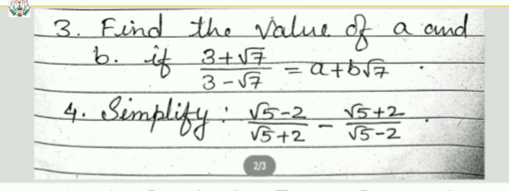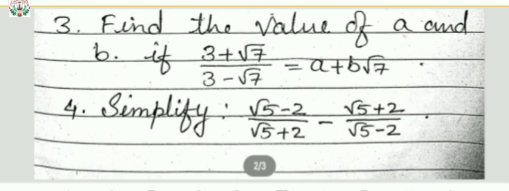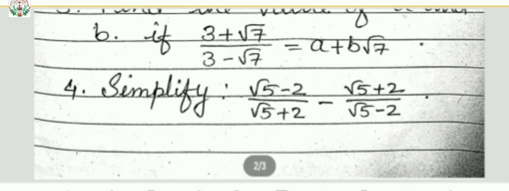That will be equal to a plus b root 7. Now on rationalizing you will get (3 plus root 7) whole square upon 3 square, which is 9, minus root 7 square, which is 7. So 9 minus 7 equals a plus b root 7. So next, the numerator will be 3 square plus root 7 square plus 2 into 3 into root 7, upon 9 minus 7, which is 2, equals a plus b root 7.